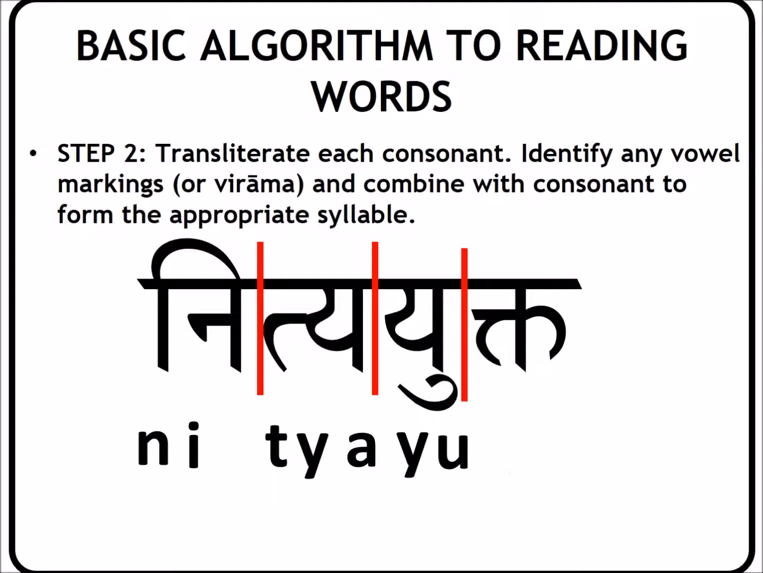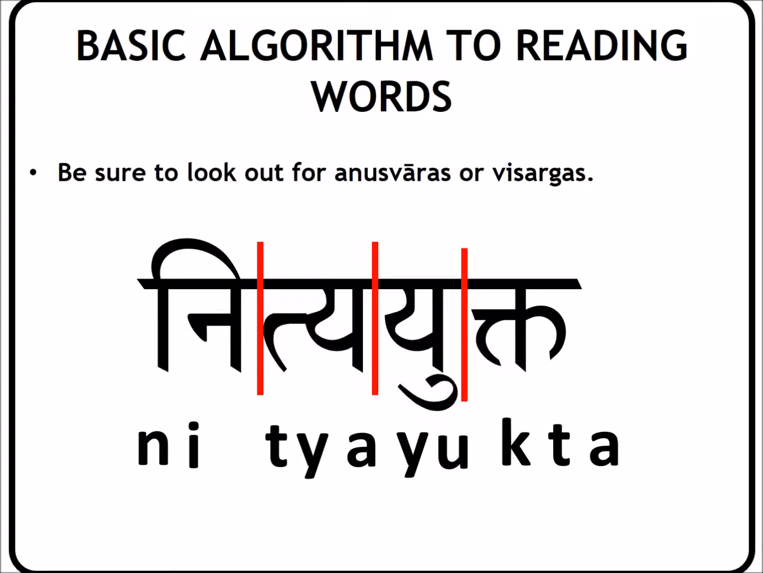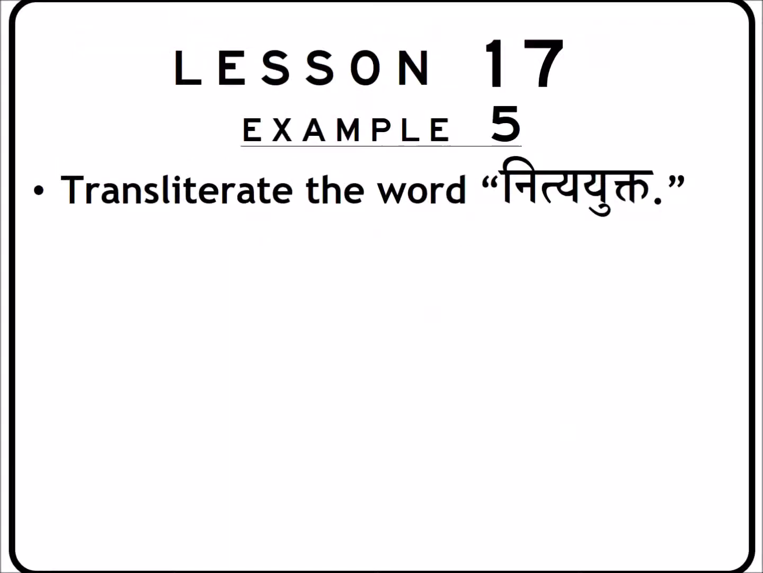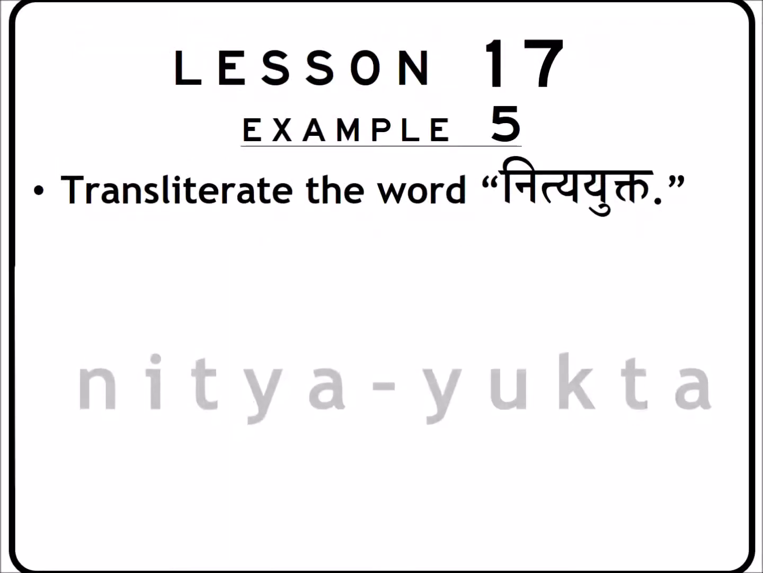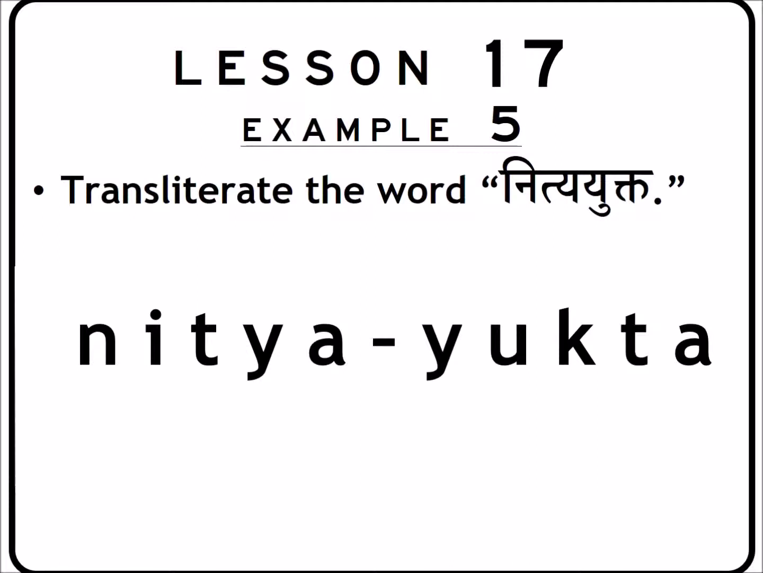Remember, this is a special form of kta that we learned in this lesson. Alternatively, this could have been written with the half form of ka with the full form of ta together, but you also may see books write it like this. No anusvaras or visargas once again. So to read this word correctly, it is nitya yukta. Nitya yukta is used multiple times in the Bhagavad Gita, and this means always engaging in.